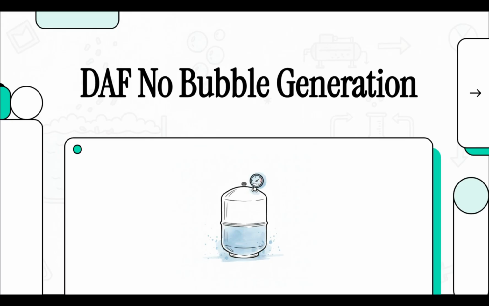Welcome, brothers. Today I'm going to walk you through a highly practical explainer on standard operating procedure number 19. We're talking about diagnosing and fixing a DAF tank that has completely stopped generating bubbles.